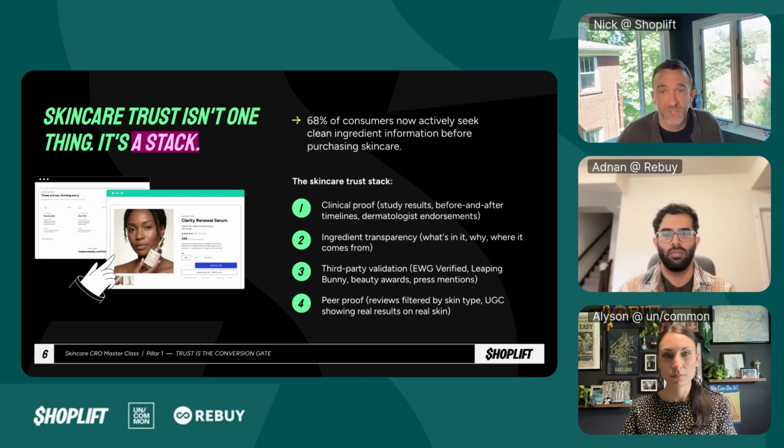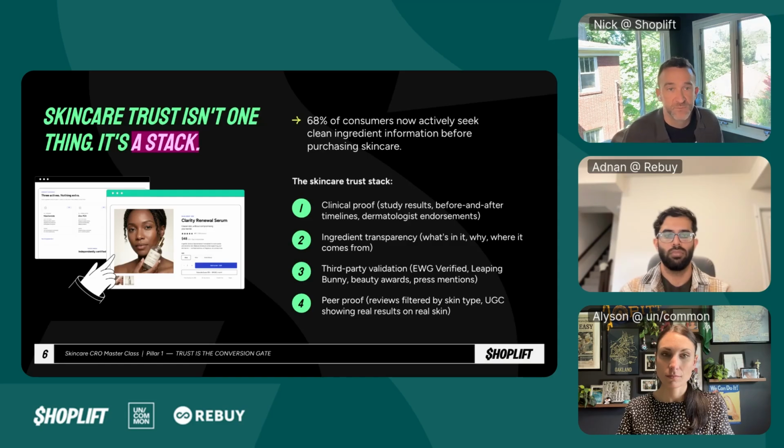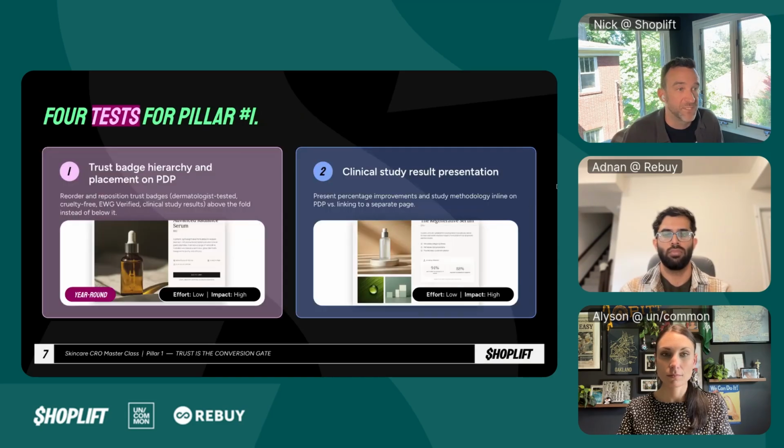Third-party validation, so do authorities validate that, yes, your stuff works or is safe? And peer proof, and this is a really important one, but it could be like what real people say about your product or what they look like when they use your product, or other types of user-generated content are really strong trust signals. Let's talk about a few example tests that you can run.